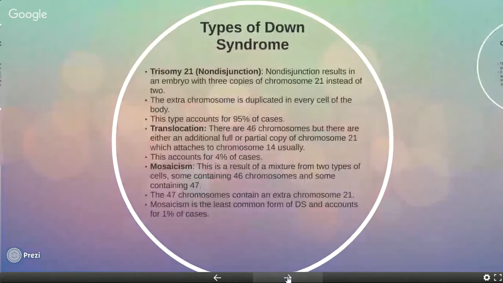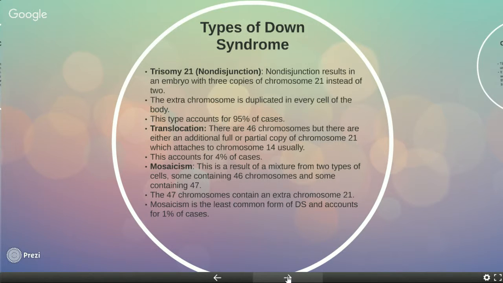Trisomy 21 is a non-disjunction which results in an embryo with three copies of chromosome 21 instead of two. The extra chromosome is duplicated in every cell of the body. This type accounts for 95% of cases. Translocation is when there are 46 chromosomes, but there is either an additional full or partial copy of chromosome 21, which attaches to chromosome 14 usually. This accounts for 4% of cases.